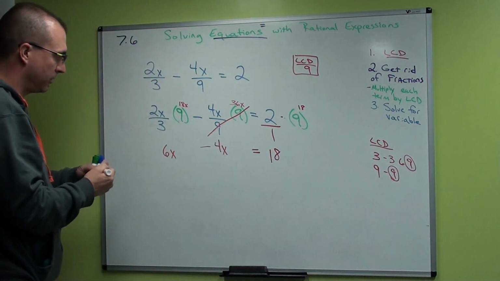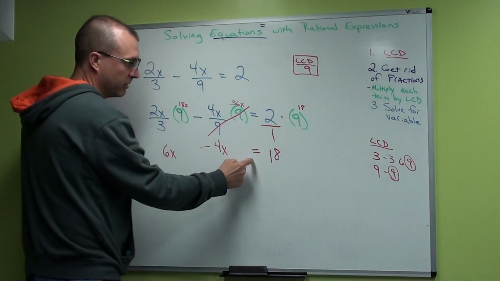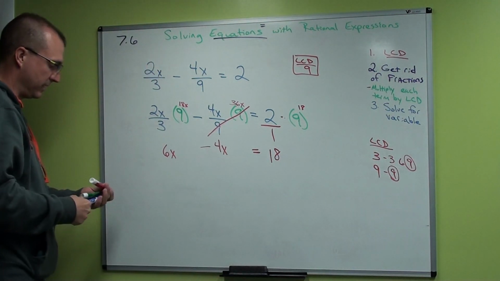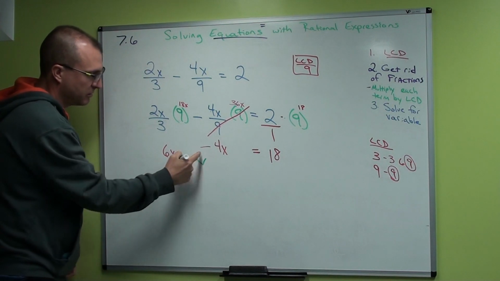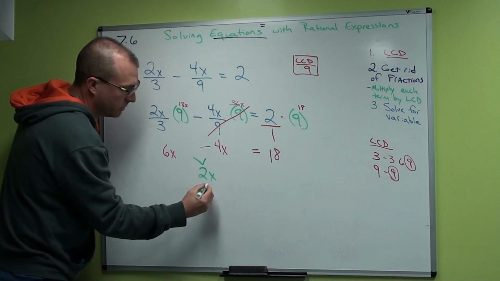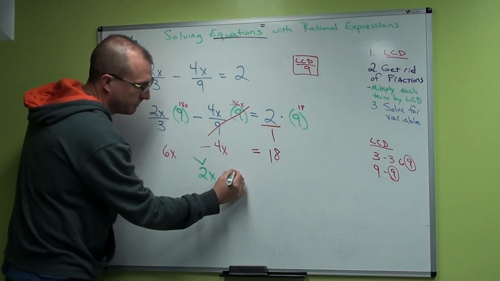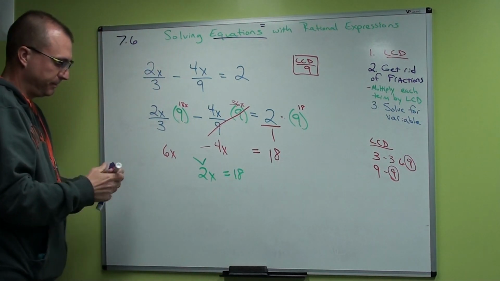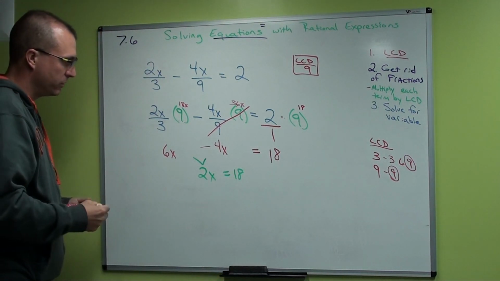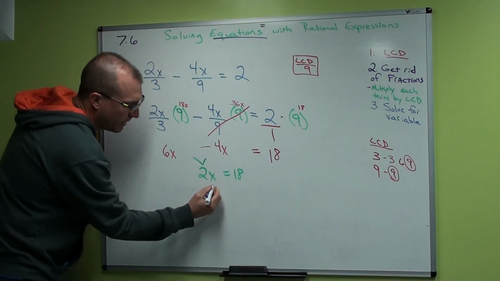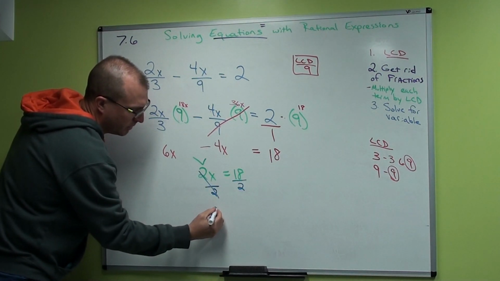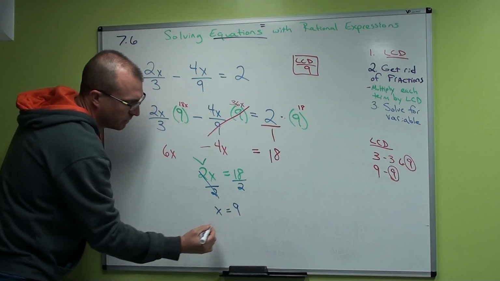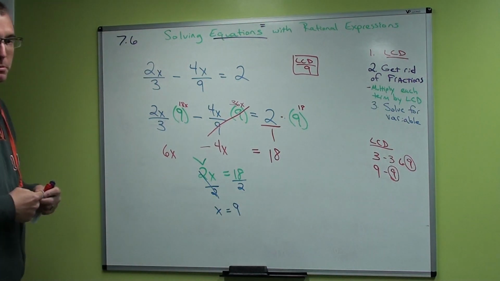Okay, here's our problem. 6x minus 4x equals 18. It's already set up. That's a beautiful thing. Alright, so what's this? 6x minus 4x is 2x. Equals 18. 2x equals 18, so we divide by 2 here. They would cross out, divide by 2. We're going to get x is equal to 9. Problem's done.